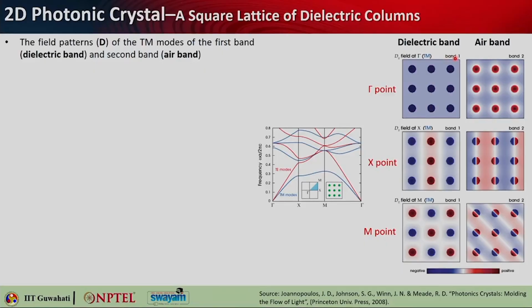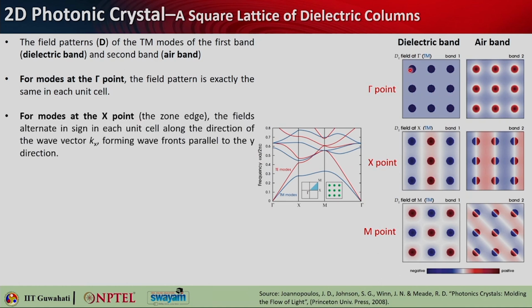So this is band 1, which you can call the dielectric band. These are the 3 points gamma, x and m we are showing, and this is band 2 for the TM mode, also corresponding to gamma, x and m points. Now, for modes at the gamma point, the field pattern is exactly the same in each unit cell. You see, there is no difference. The field pattern in each unit cell is exactly the same.